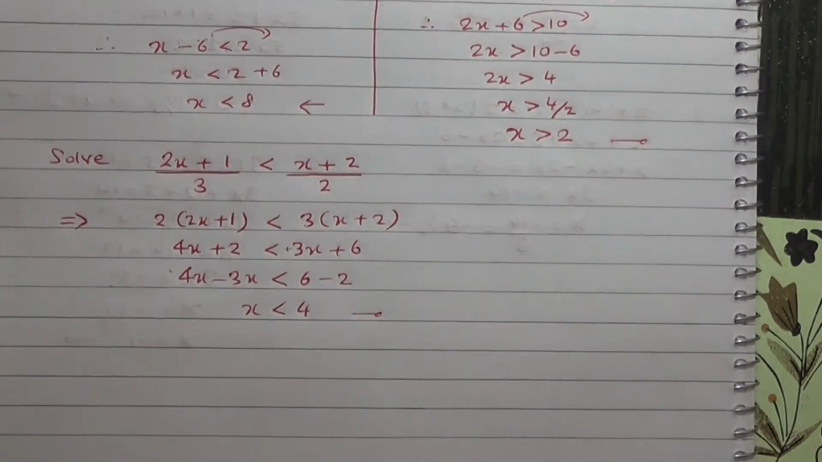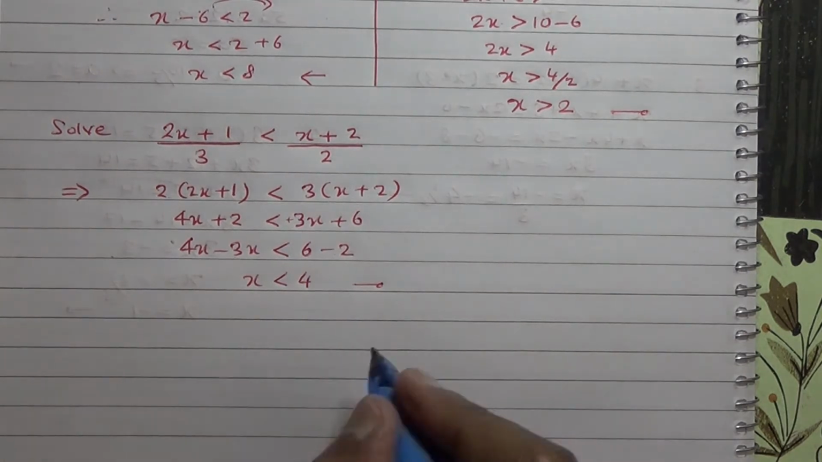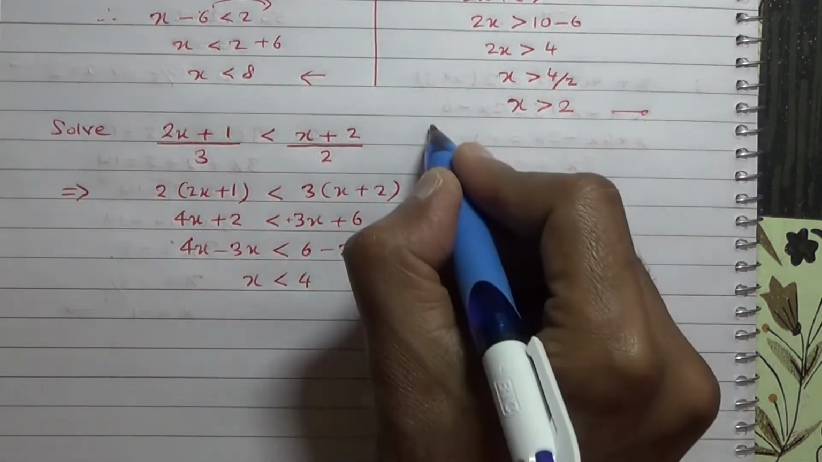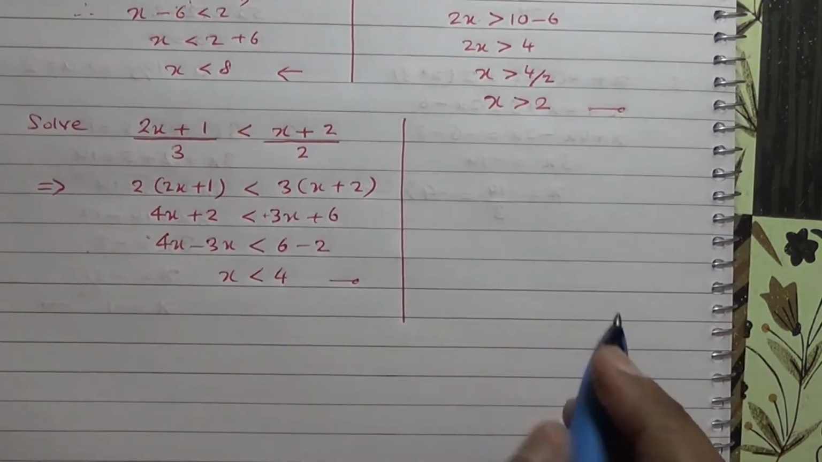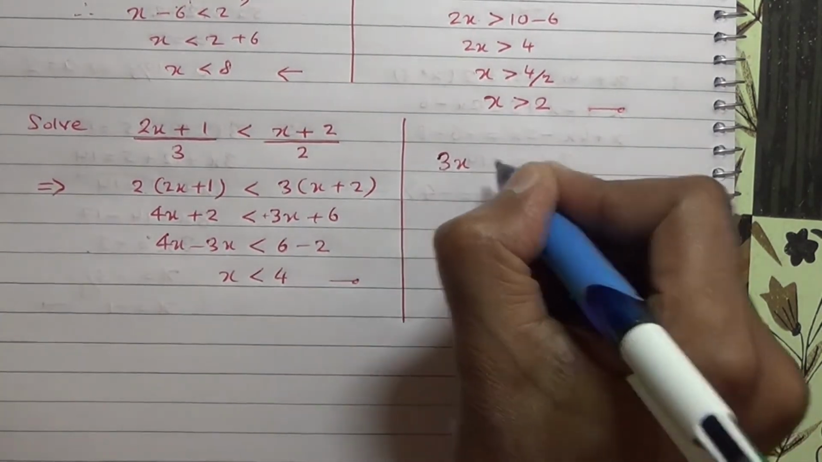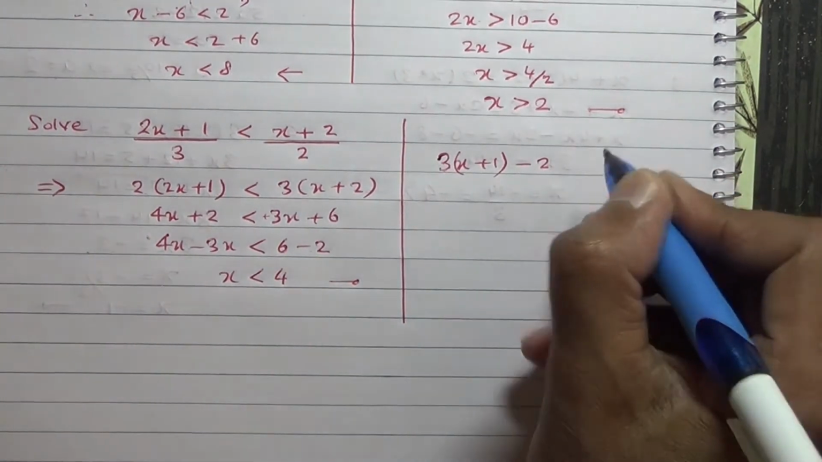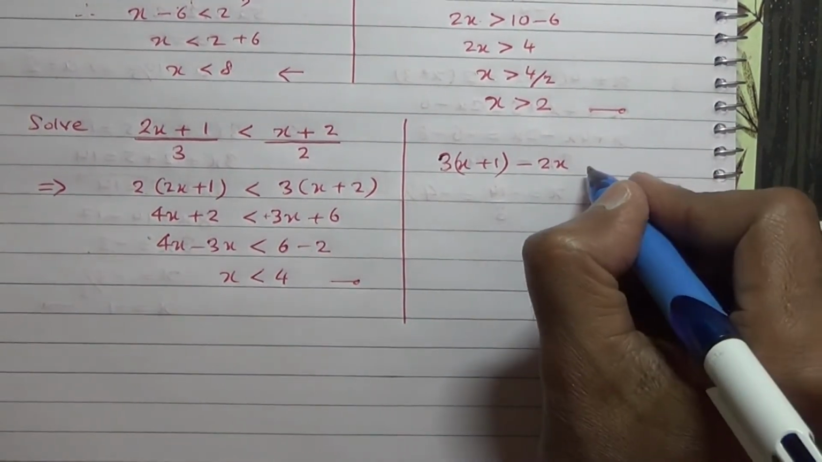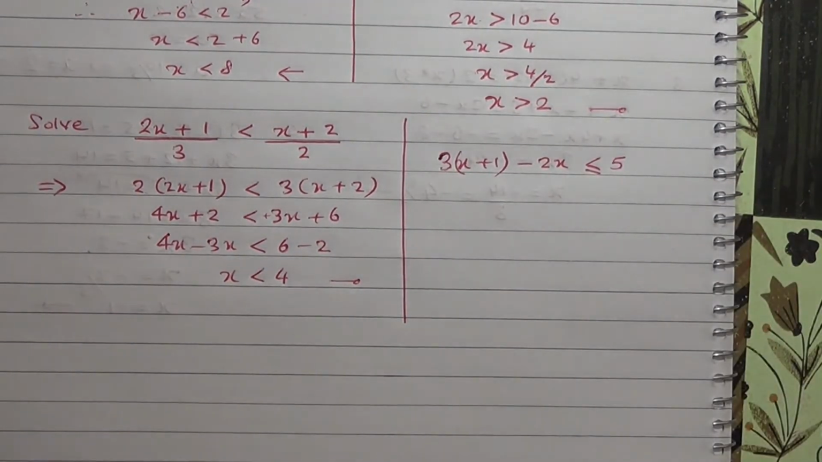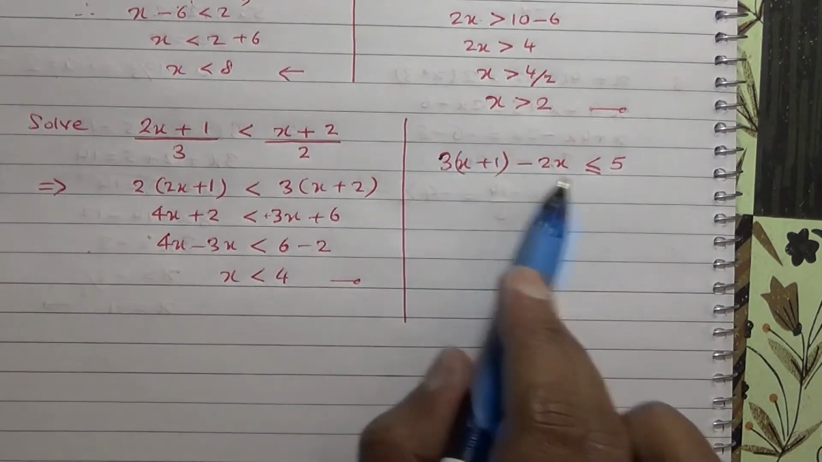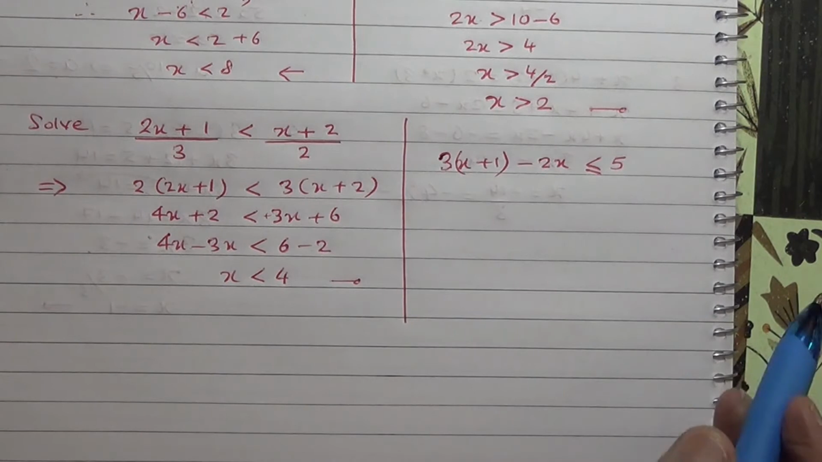So this is a little bit about solving inequalities. What if you get something like this? Let's say you get 3x plus 1 in brackets minus 2x is less than, let's say, 5. Less or equal to 5. It doesn't really matter, well, it does matter because the 5 is not included, but the procedure remains the same. That's what I mean.